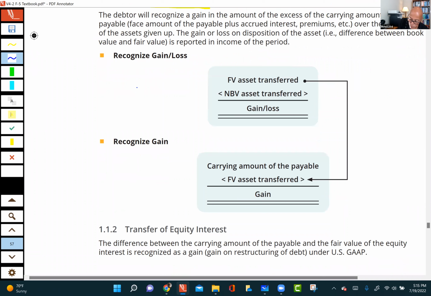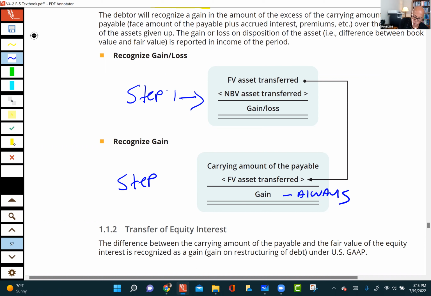So step 1, if you want to call it steps, would be to sit here and say, well, what's the fair value of the asset transferred versus the book value of the asset transferred? So we're going to look at an example in a minute where they're going to be transferring land. You look at the difference between the fair value of the land and the book value of the land, and depending on whether the fair value is more or less than the book value, it could be a gain, could be a loss. Then step 2 will be to say, well, whatever the fair value of that asset that was transferred, say the land, versus the carrying amount of the payable, that includes both principal and interest, that difference, and guys, that will always be a gain.